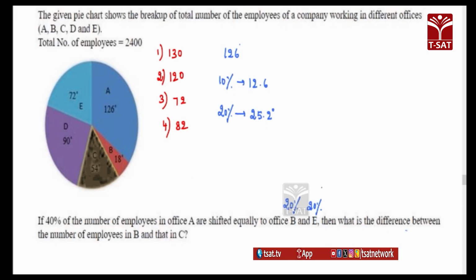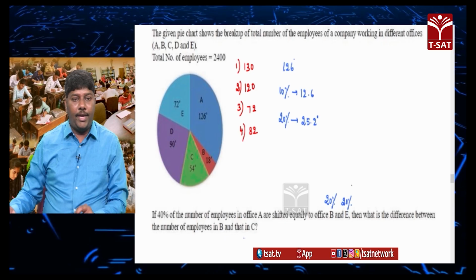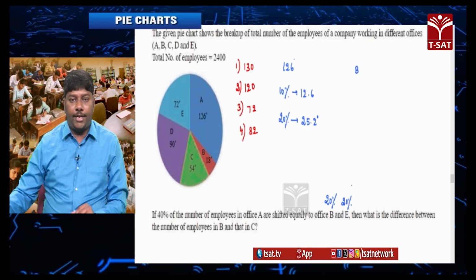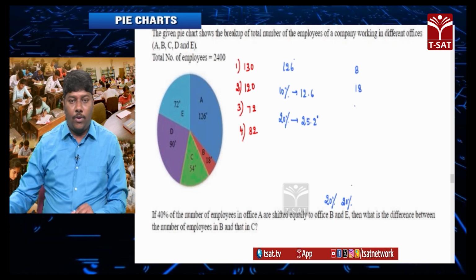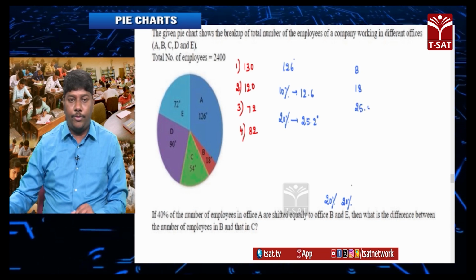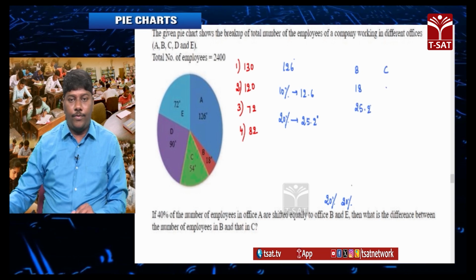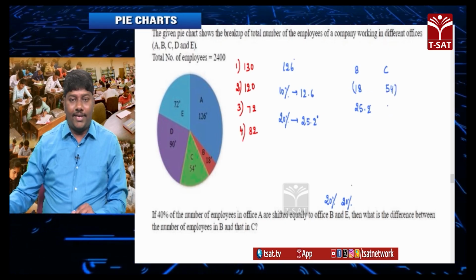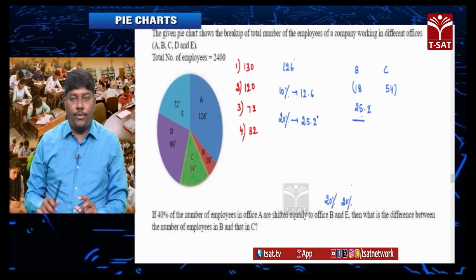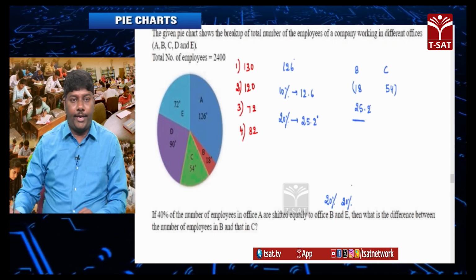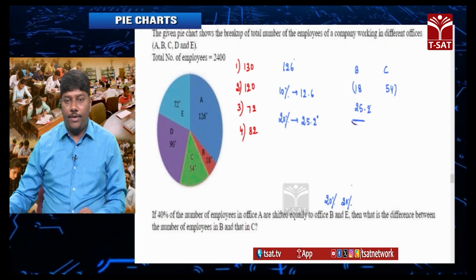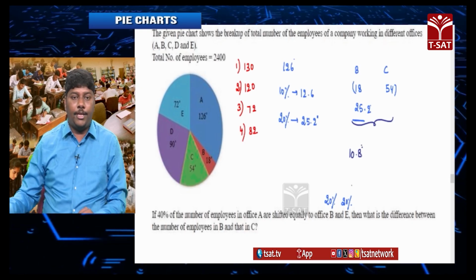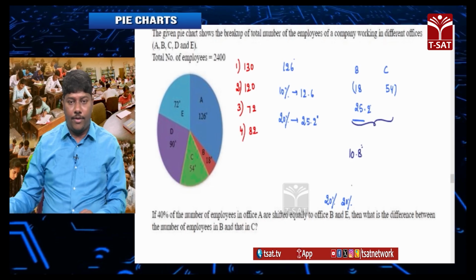So therefore he is asking you then what is the difference between the number of employees in B and C. Now difference between B and C, earlier B is how much? 18. Now how much extra is added? 25.2 degrees is added. What is C? 54. So this difference we know is 36. 36 minus 25.2 is going to be 10.8 degrees. Now we know the difference between B and C is now 10.8 degrees, but he is not asking you in terms of degrees. He's asking you in terms of number of employees.